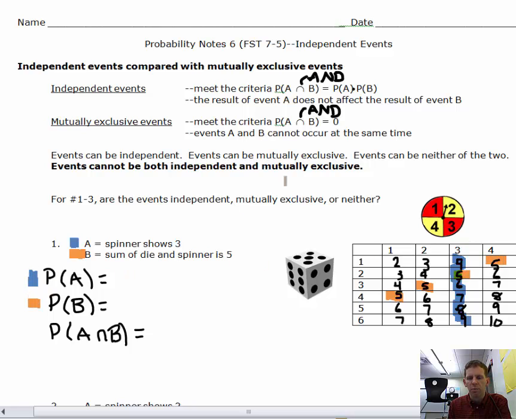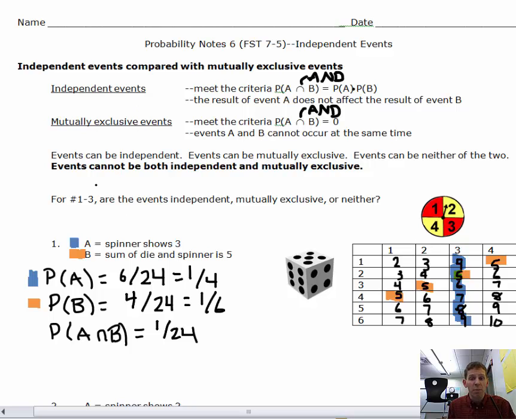Now I'm going to write down these probabilities on my sheet. The probability of A was 6 out of 24, which is equal to 1/4. The probability of B, the sum of the spinner and the die being 5, happened 4 out of 24 times, which is equal to 1/6. The probability of A and B, the intersection where both colors overlap, is where both events A and B happen. We show a spinner of 3 and the sum of the die and spinner is 5. That happened in one place on this diagram out of 24. Because the probability of A and B is not equal to 0, these are not mutually exclusive events.